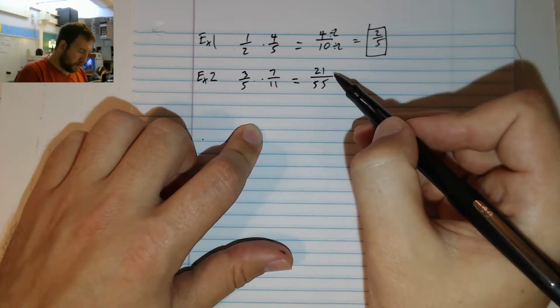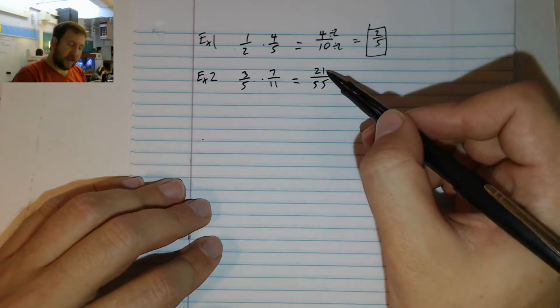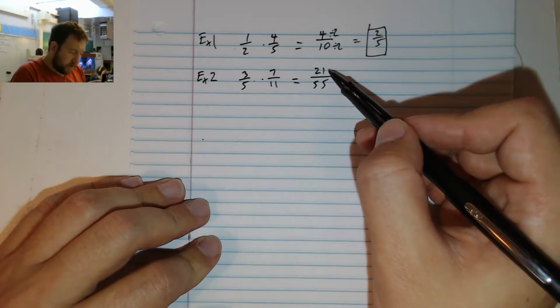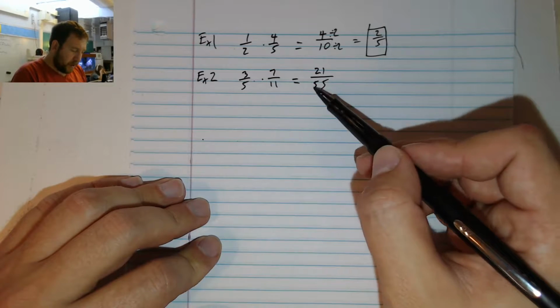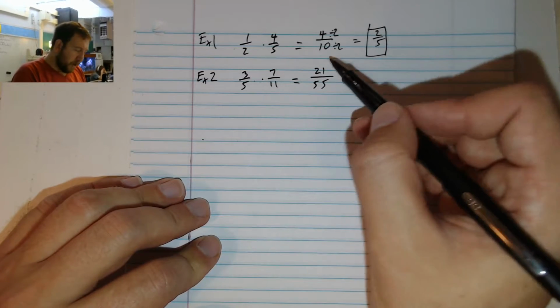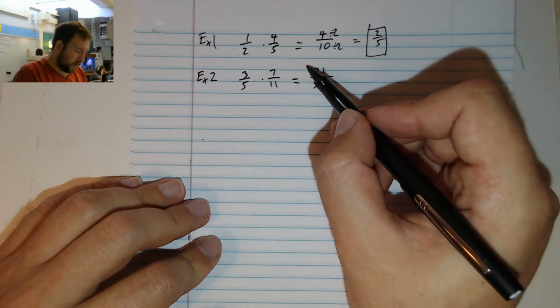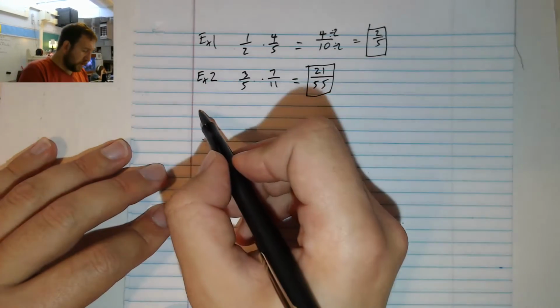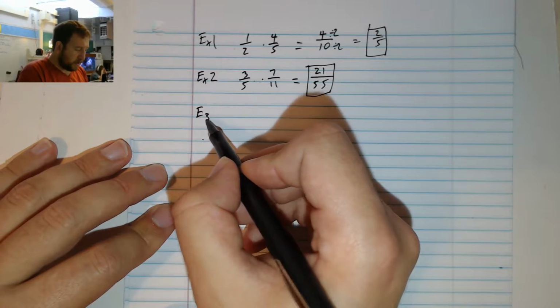21/55. And I can check and see, is there anything that is going to fit into both of these? Well, 3 and 7 both fit into 21, but none of those fit into 55. So I am fairly certain that that is simplified. So I'm good to go, and I kind of checked. Let's take a look at another example.